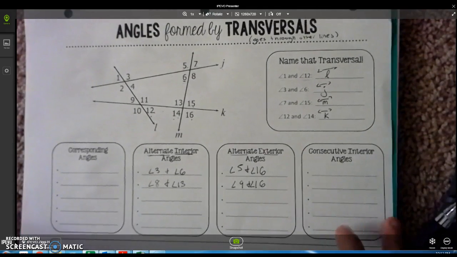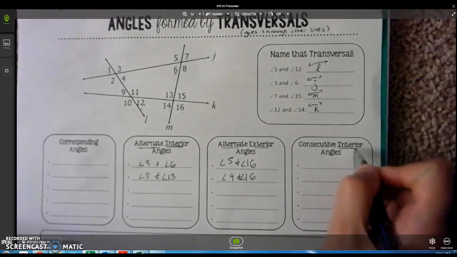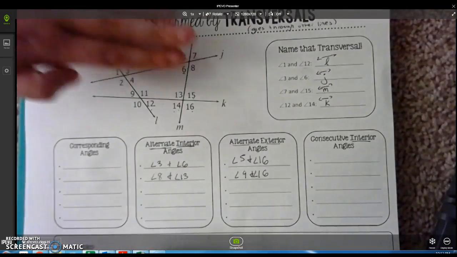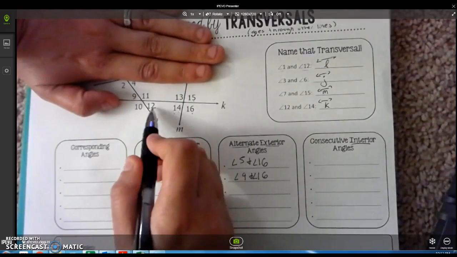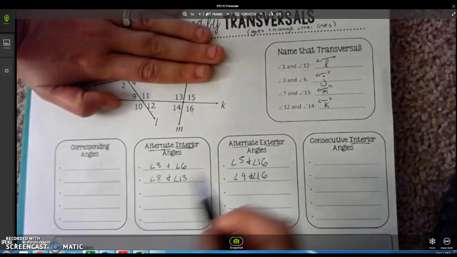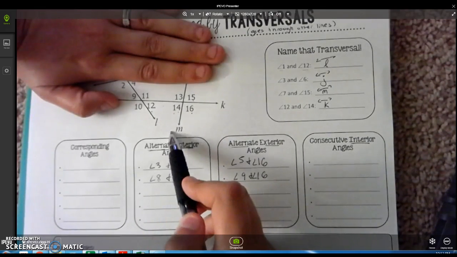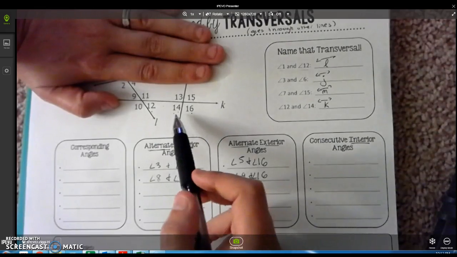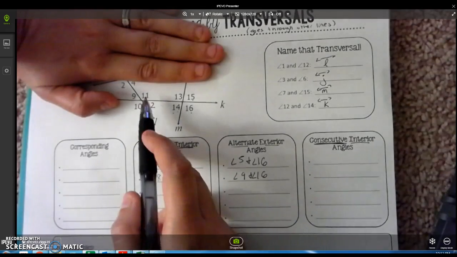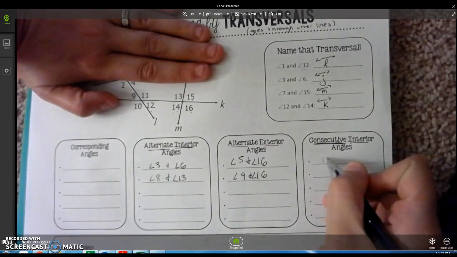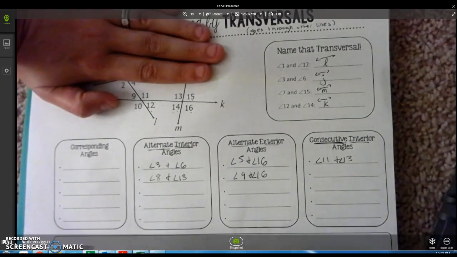And we'll move on to consecutive interior. If I have interior, we should already know what that means because I've already talked about that. So let's look at L and M again. My interior angles were 11, 13, 12, and 14, because they were inside, in between L and M, right? So consecutive would mean on the same side, right? That would be 11 and 13. Or 12 and 14.